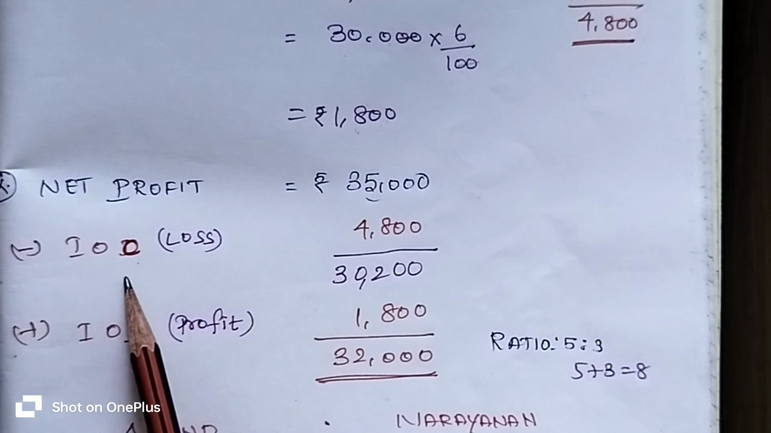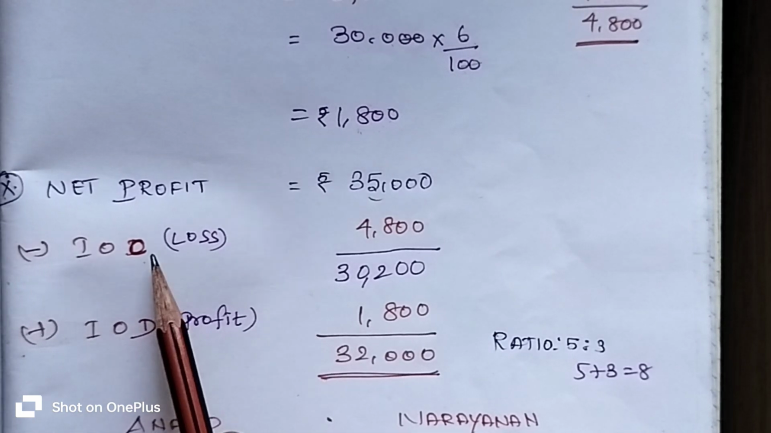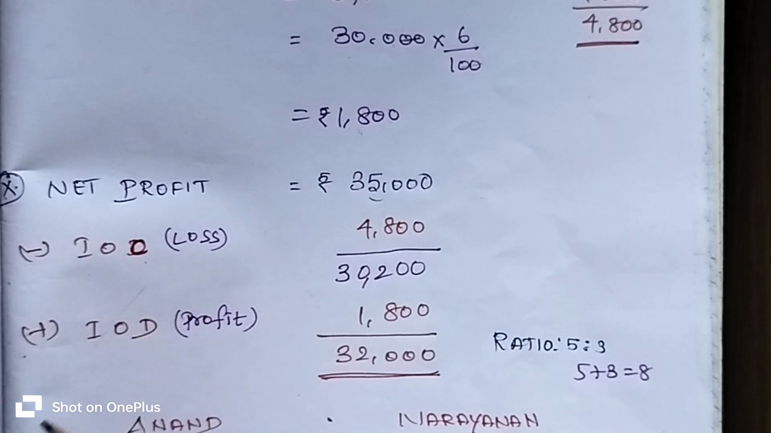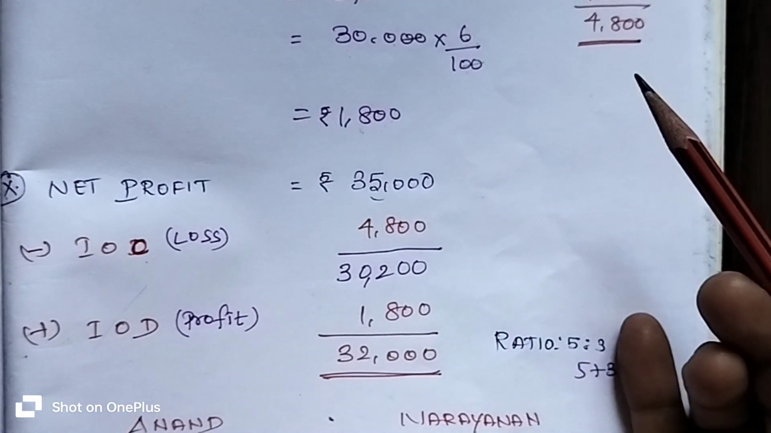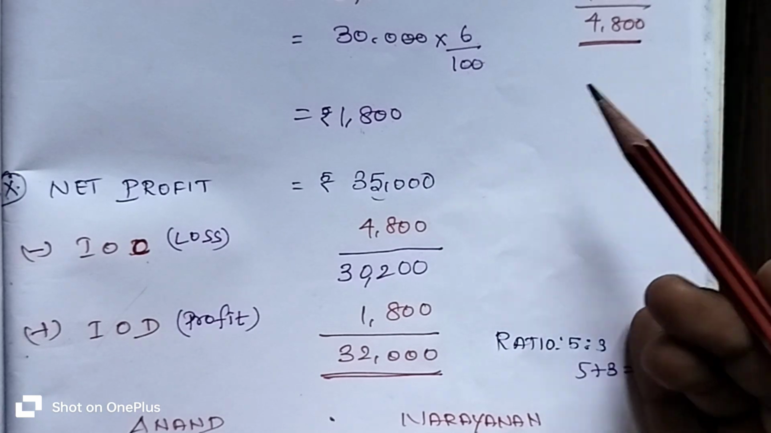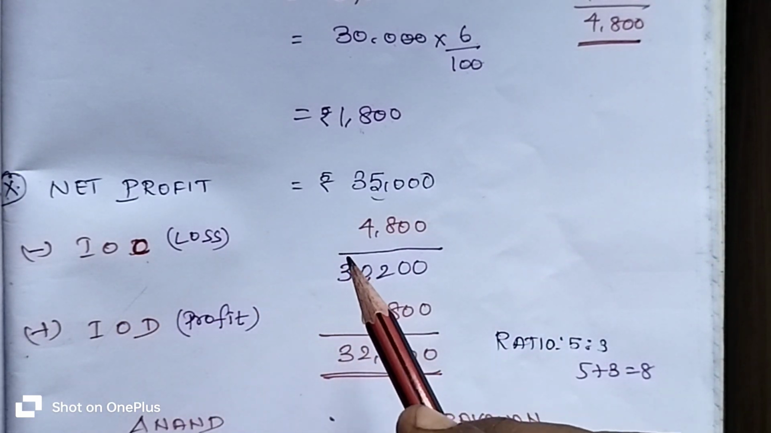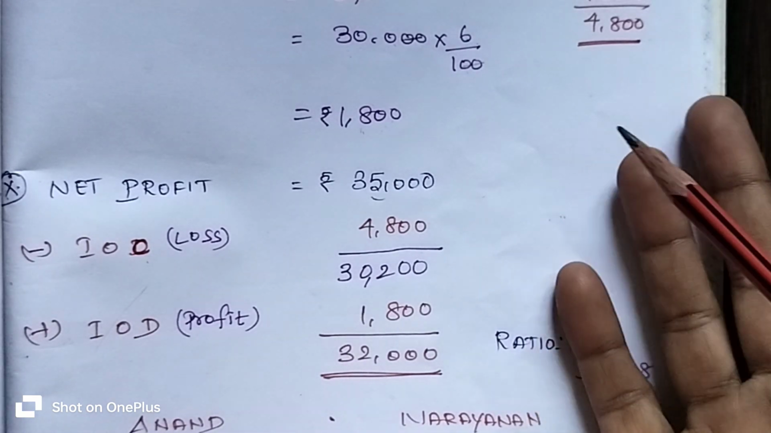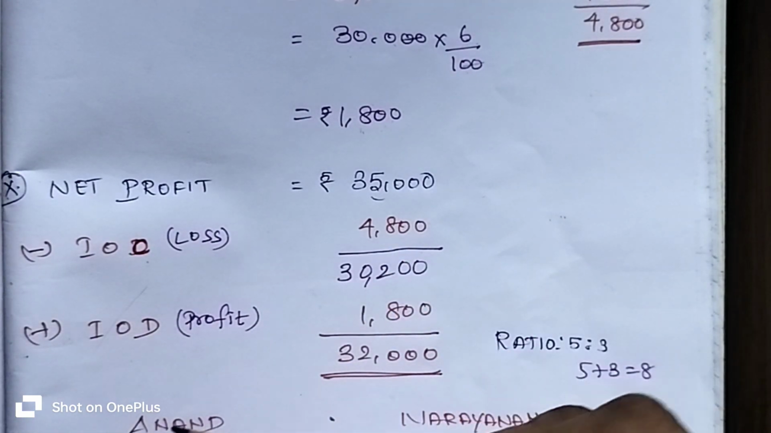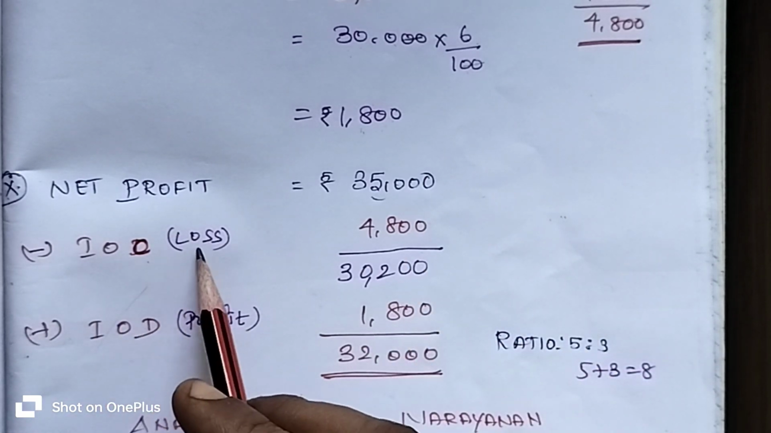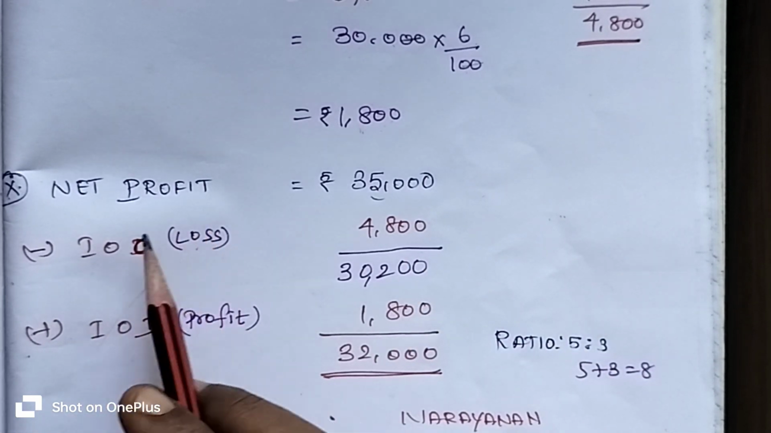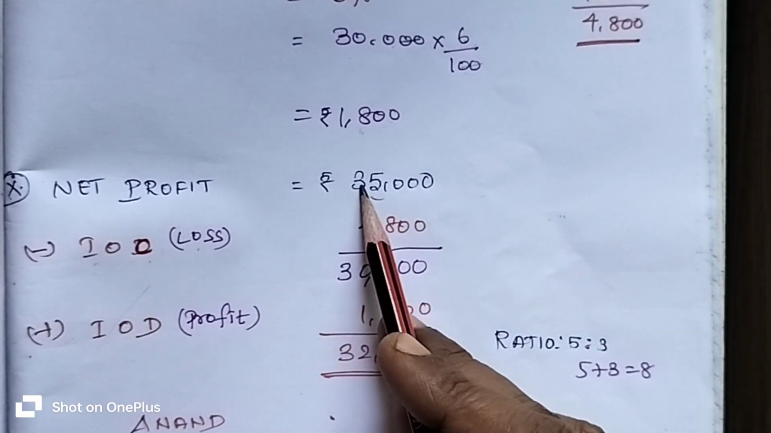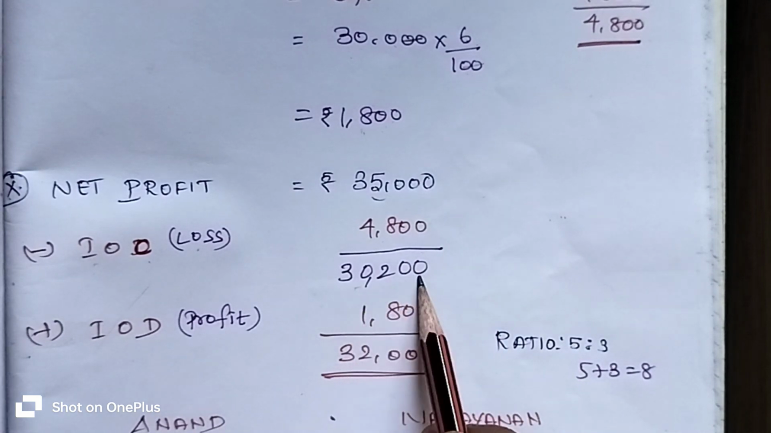So we have to subtract the interest on capital from the net profit. Why? Because from the business point of view, the business provides interest to its partners. Partners are contributing capital to the business, and for contributing capital, they take an interest from the business. From the business point of view, it's a loss. Interest on capital is a loss. So we have to subtract 4,800 interest on capital from the 35,000 rupees. You will get 30,200 rupees.